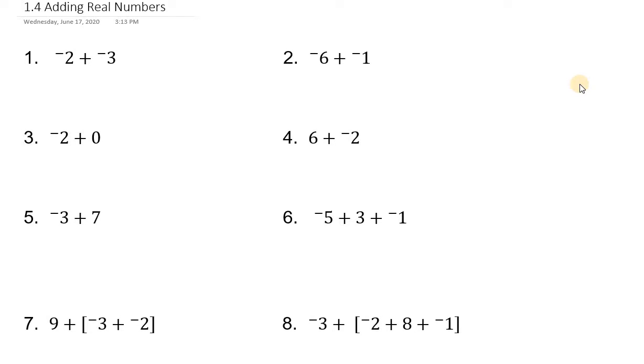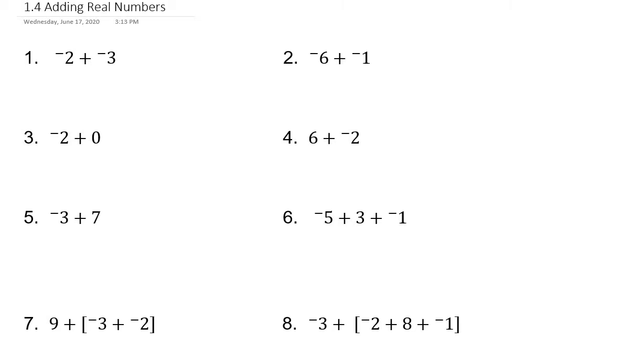This video is adding real numbers, and when I do this handout in class, I normally will have already completed the first couple of handouts on adding and subtracting positive and negative numbers the previous day, and then I come back and I use these next 5 problems here as a review the following day.